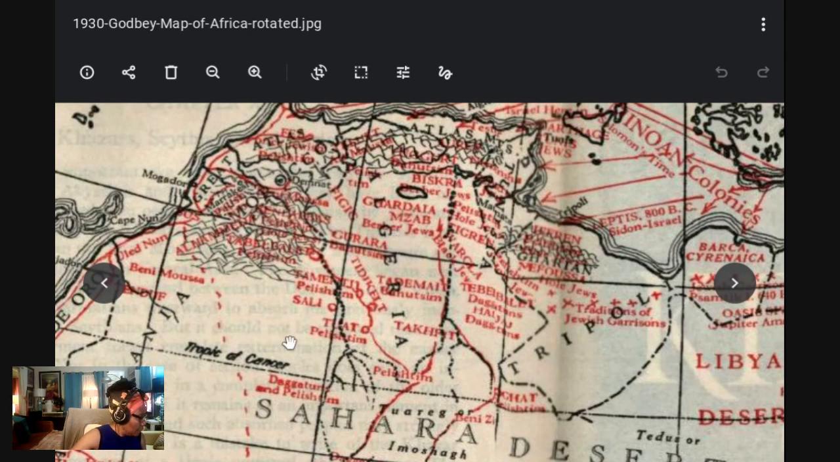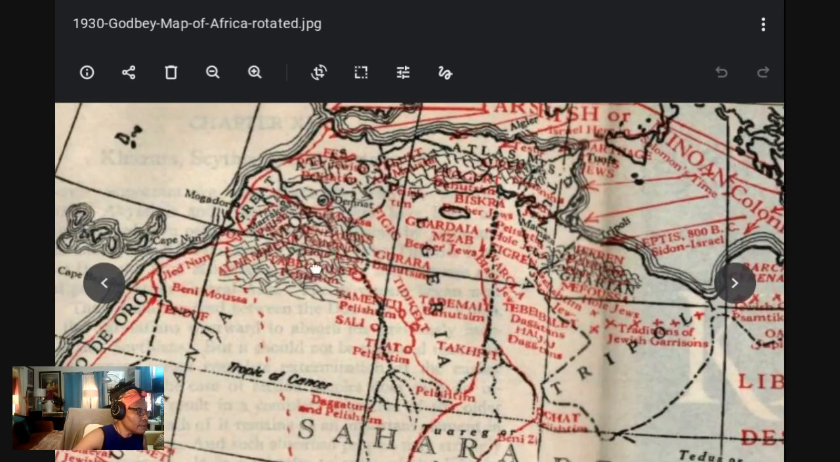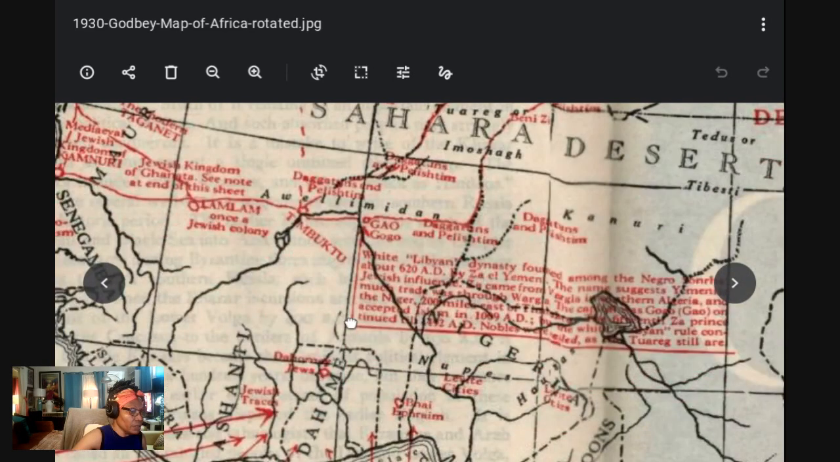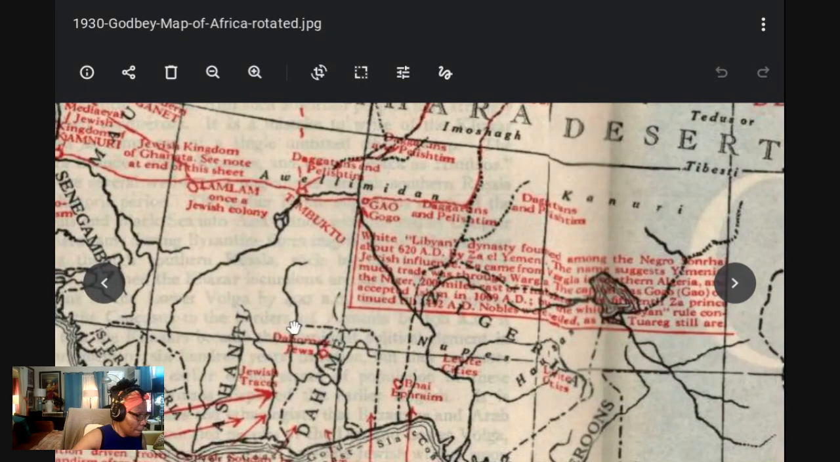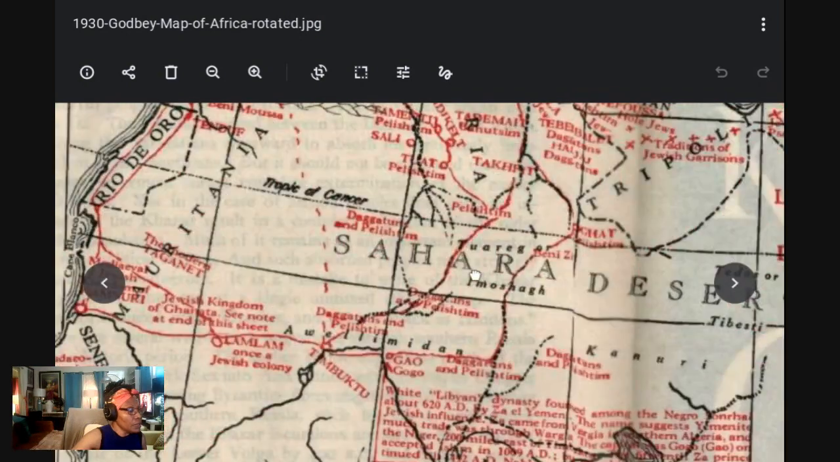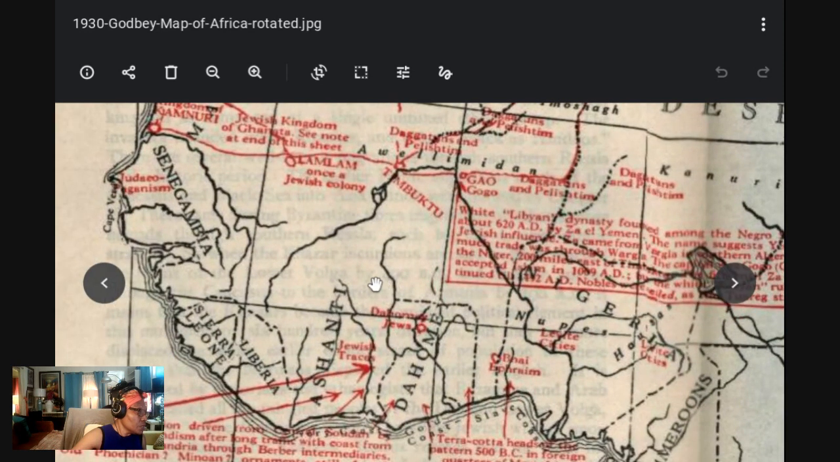Liberia, Mali, Mauritania, Mauritania right here, Niger. We know Niger is up in here. If we look at the other map, we can see Niger. Nigeria. Nigeria is right here. Senegal or Senegambia. Togo, Upper Volta. Again, Upper Volta right here. So that's all West Africa, called Negro Land.